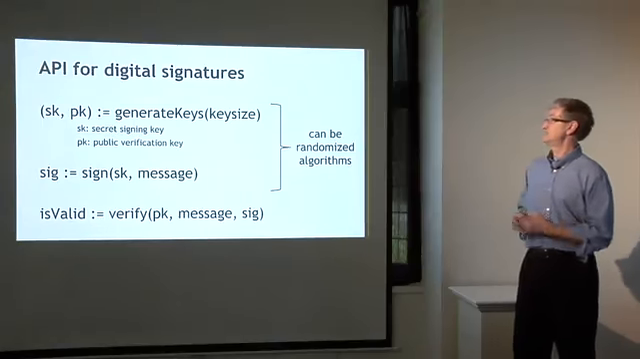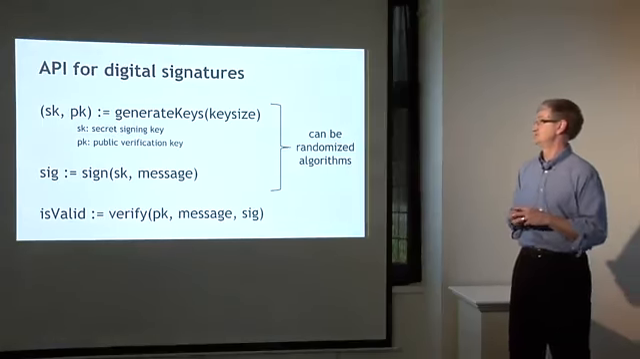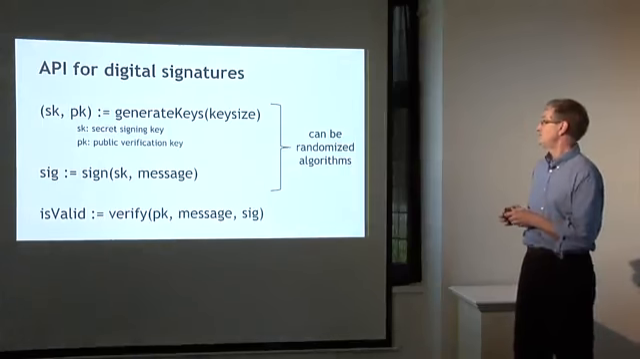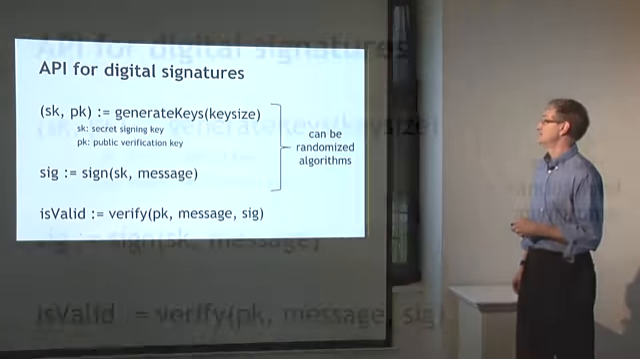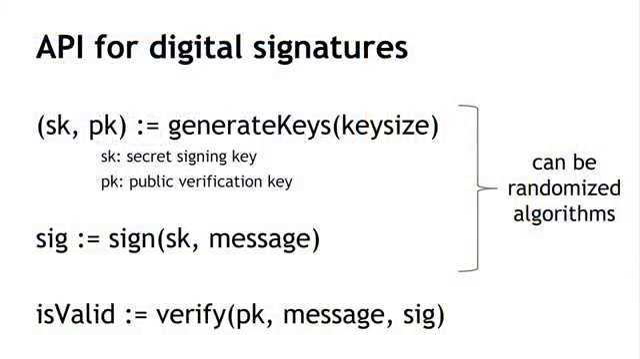So let's get into the nuts and bolts. Here's an API for digital signatures. There are three operations that we need to be able to do. The first one is we need, in the beginning, to be able to generate keys. So we have a generate keys operation, and we tell it a key size. How big in bits should the keys be? And this produces two keys, SK and PK. SK will be a secret signing key. This is information you keep secret that you use for making your signature. And PK is a public verification key that you're going to give to everybody and that anybody can use to verify your signature when they see it.